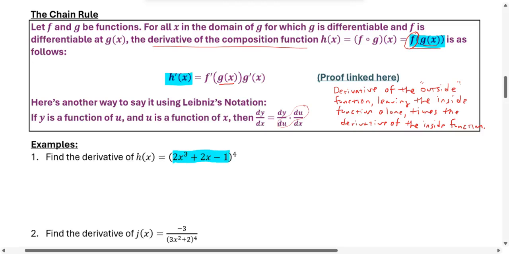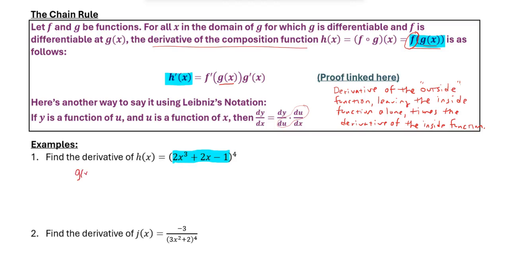That's going to act as my g of x. I'll write that down in this particular case. All right, g of x will be 2x cubed plus 2x minus 1. And then all of that seems to be sitting inside something to the 4th power. So something to the 4th power is the outside function, which we will think of as the f of x. So the f of x, our outside function, is x to the 4th power.